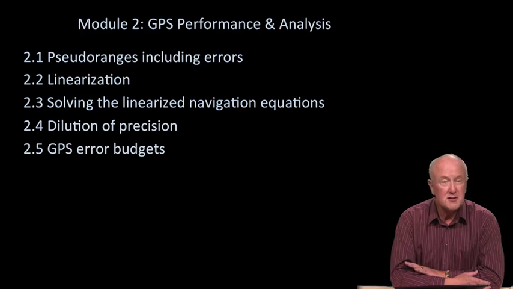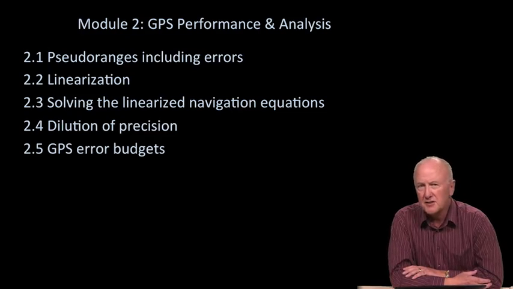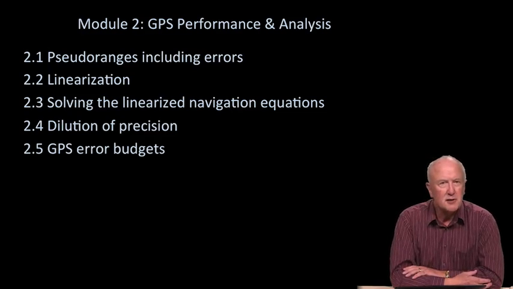Once those equations are linearized, then we can go ahead and solve them for the estimanda. The estimanda mean the parameters that we're interested in, the unknowns that we would really like to know, the three-dimensional location of the user, and the time offset of the user clock relative to GPS time. So that will be our snippet 2.3.